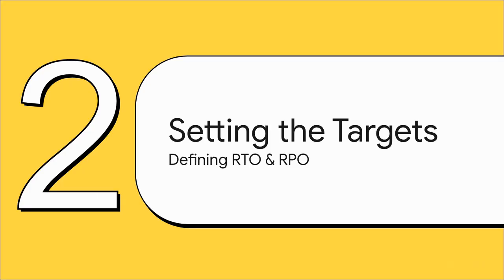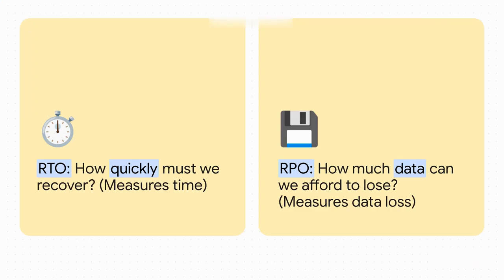So where do you even begin? Well, before we could even think about technology, before writing a single line of code, we had to do the single most important thing. We had to define what success actually looked like. In disaster recovery, that all comes down to 2 little acronyms. And here they are, RTO and RPO. They are the absolute foundation of any DR plan.